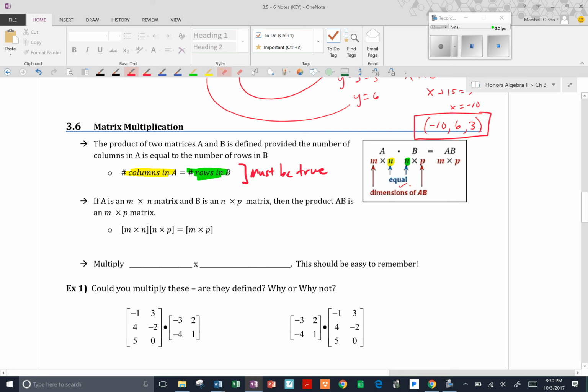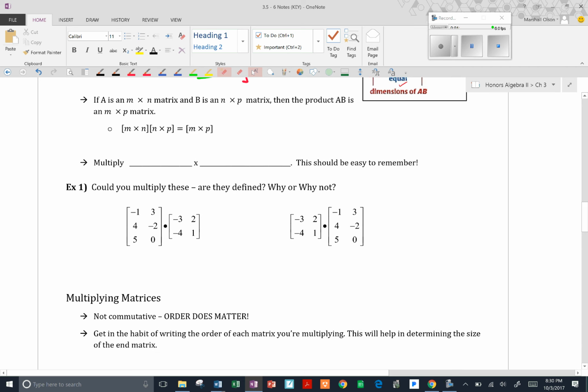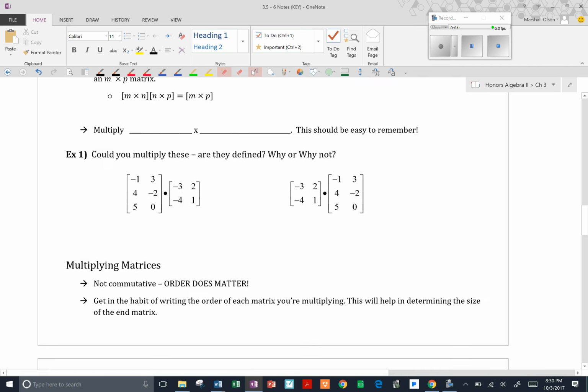If they're equal and you can do it, then here's the next step. You know what the dimensions of your new matrix are by comparing these two numbers, or putting those two numbers together. These two outside numbers will be the dimensions of your new matrix. So the rows from A and the columns from B. And that's what that's trying to show right there. Okay. So let's just come down here and look at an example to see if we can actually do it.